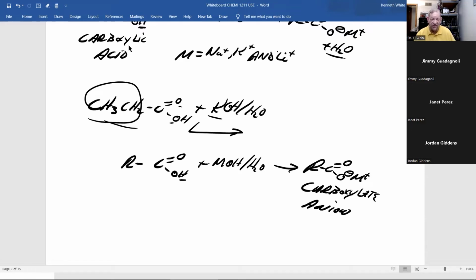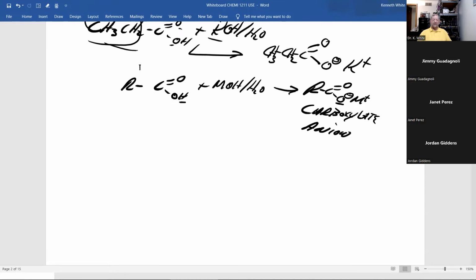Another way of looking at it, you start with 3 carbons. You better end up with 3 carbons, carbonyl. And the oxygen on the carbonyl coming this way has the negative charge. And what's our cation? And then there are 4 bonds to carbon. And there you go.